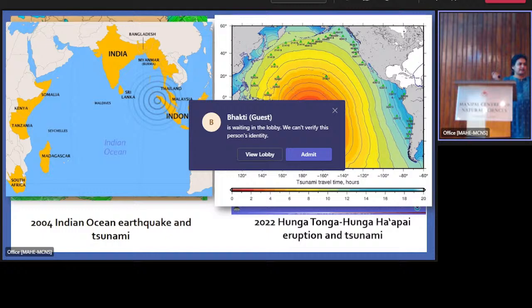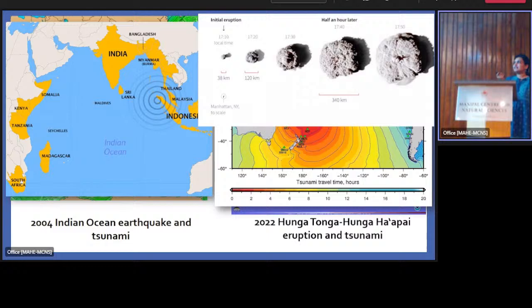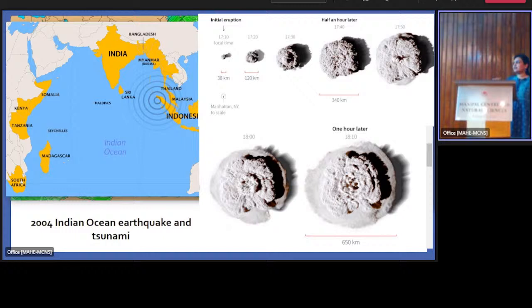It was very catastrophic. You see, when it started, it was 38 kilometers, but after 1 hour it reached up to 650 kilometers, as captured by satellite images. So this was one of the most disastrous events that happened in January 2022, very recently, and it created a massive tsunami and earthquake.